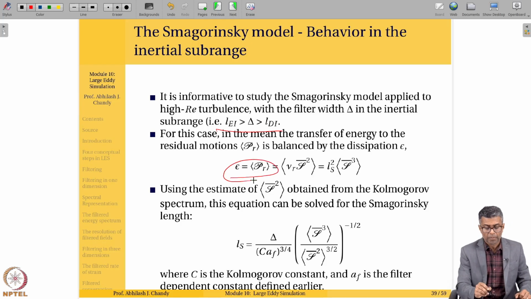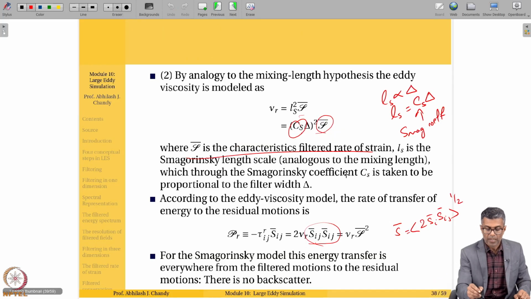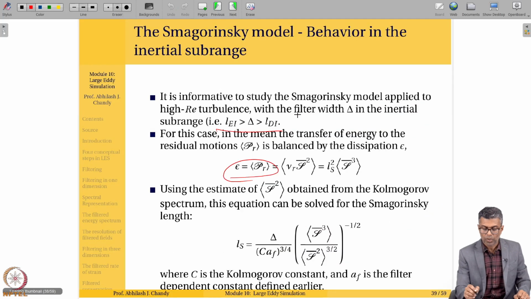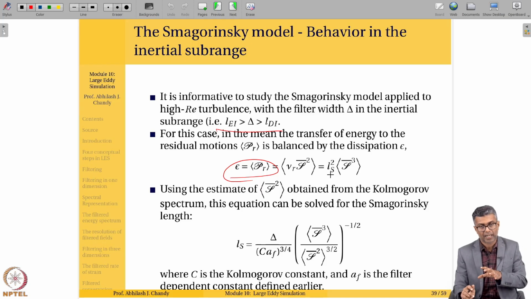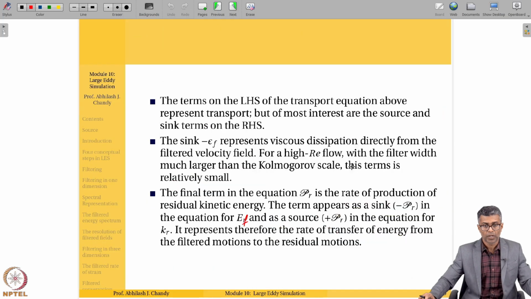We are equating that, and PR, which is the transfer term, we now know is nu R times S bar squared, and the average of that, isn't it? We are taking average in time. So this is now equal to Ls squared times S bar cube, because nu R is Ls squared times S bar. So this now becomes Ls squared, that can be taken out because it is a constant, and then you have the S bar cube average. So using the estimate of S bar squared that we had derived earlier from the Kolmogorov spectrum, and I'll show you that in a second.